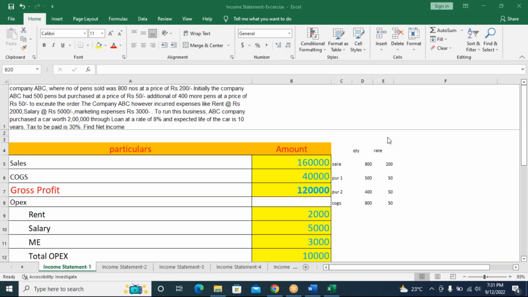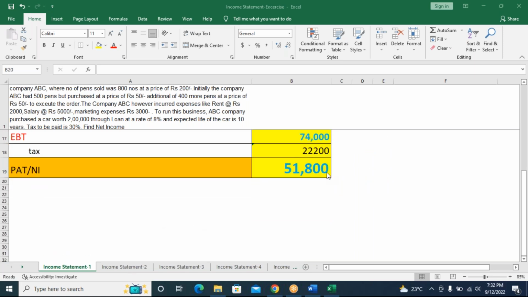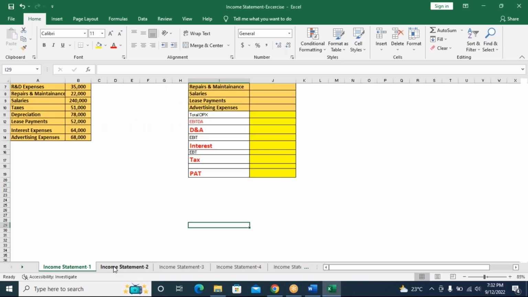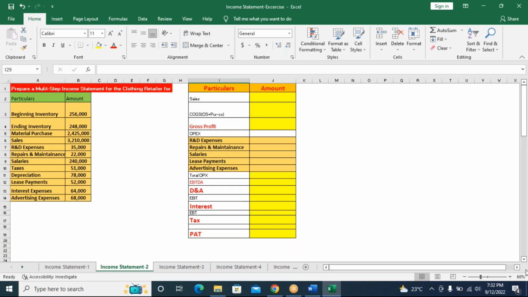Girls, anybody finding it difficult or held up anywhere, please do tell. I'll explain it. If everyone is done, we'll go to the income statement too. Yes, ma'am. Okay. So everyone got the same answer, 51,800. Okay, very good. So let's go to income statement two.